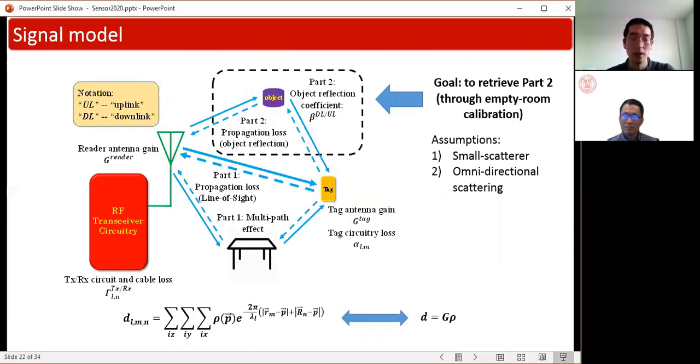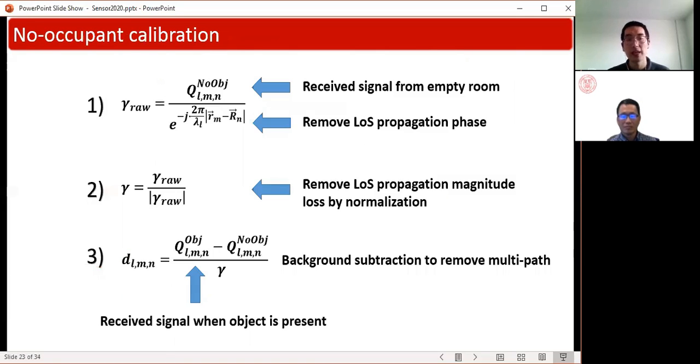Before going to the inverse solutions, let's first take a look at how we perform the no occupant calibration to get the part 2 signal. The basic idea is to subtract the received signal collected when the room has no occupants away from the received signal when the occupant is present. That's the reason why the third equation is a subtraction.